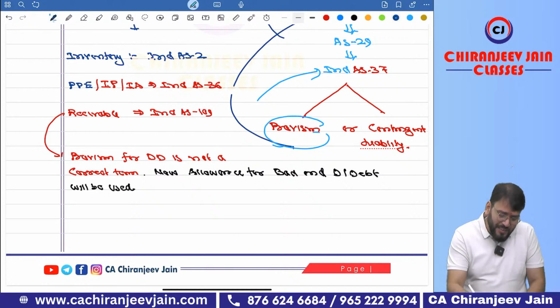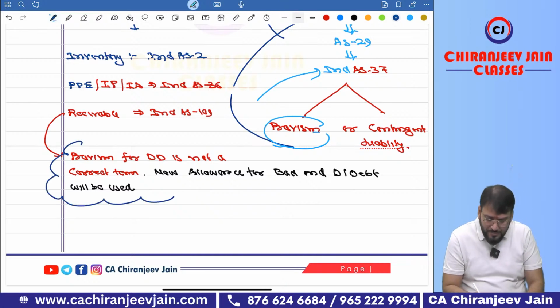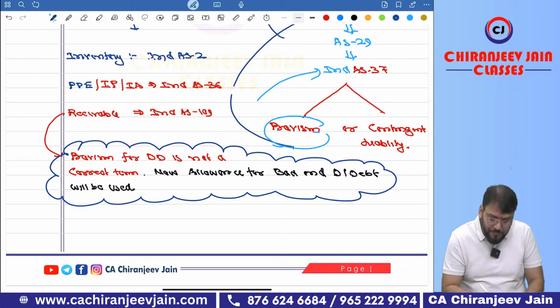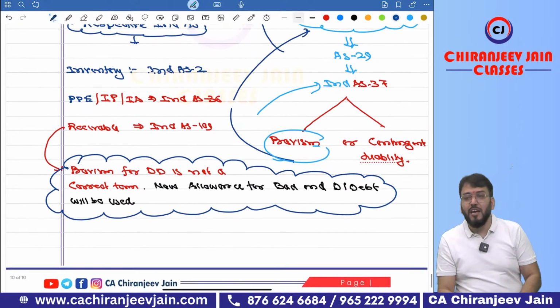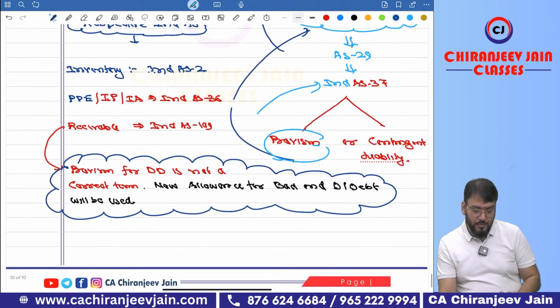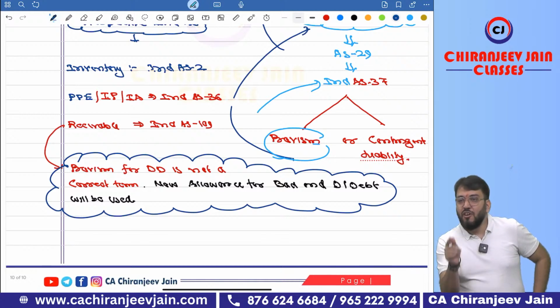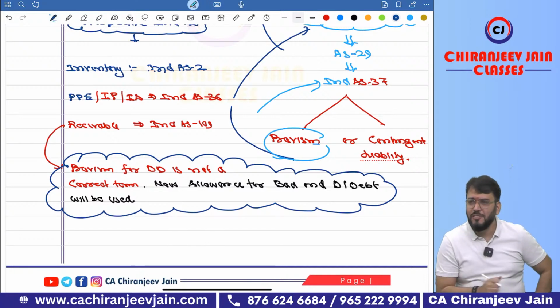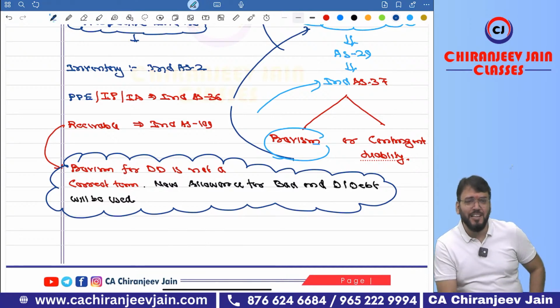However, most of the CAs are using this term only, because they know that provision for doubtful debt is not a correct term, even though they are preparing financial statements for AS based clients. Means in your office, if your chartered accountant is using provision for doubtful debt, ask how it is a provision. Ask now. Let's see what answer they are giving.